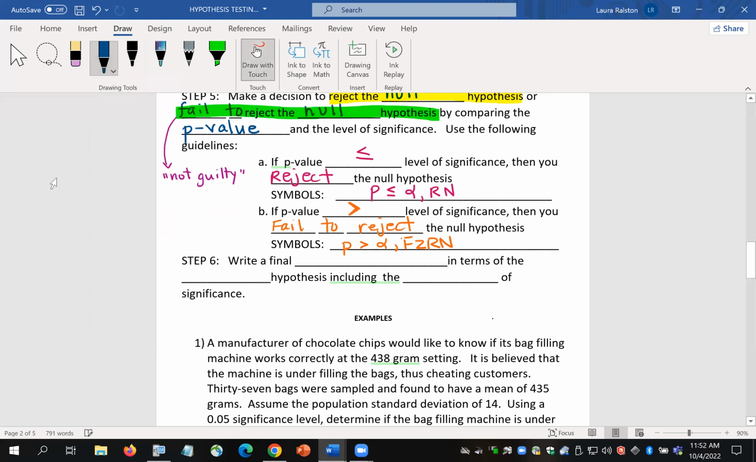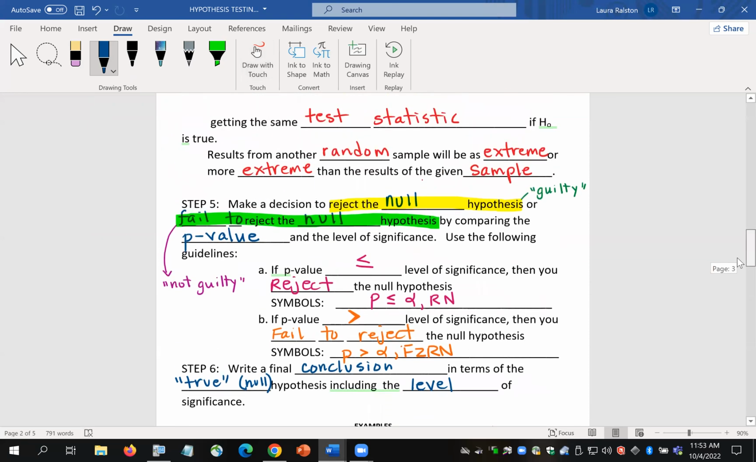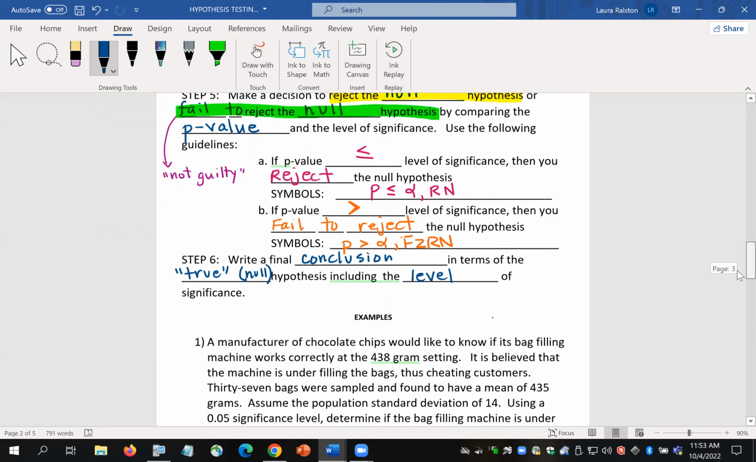Okay, then the last step is you got to kind of tie it all together, sort of like the jury comes back and reports back to the judge. You got to write a final conclusion in terms of the null hypothesis, but students tend to get confused with that. So it's easier to say, write a final conclusion in terms of the true hypothesis, including the level of significance. And then I need to go and explain level of significance to you because I forgot to do that.